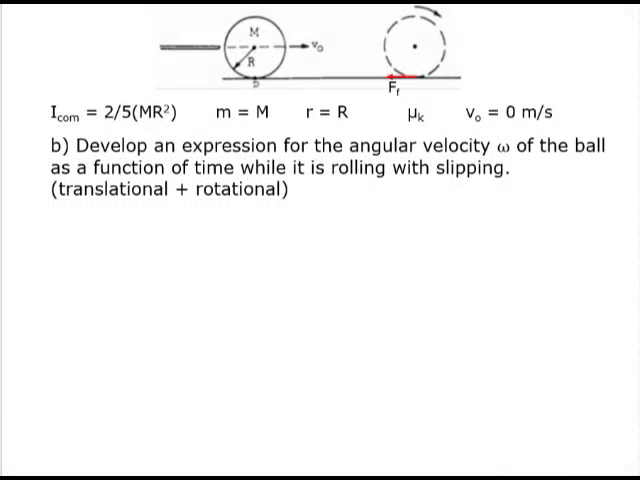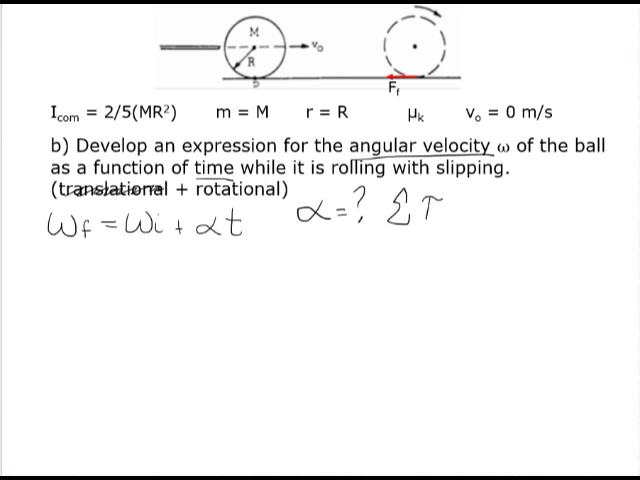In part B, we want to develop an expression for the angular velocity, omega, of the ball as a function of time while it is rolling with slipping. So at this point, rather than looking at the translational component, we're looking at the rotational component. The rotational component equivalent to what we saw before is angular speed final equals angular speed initial plus alpha times time. Just like in the last problem where we had to figure out what was going on with acceleration, now we need to figure out what's going on with angular acceleration. And instead of summing our forces, now we need to sum our torques.